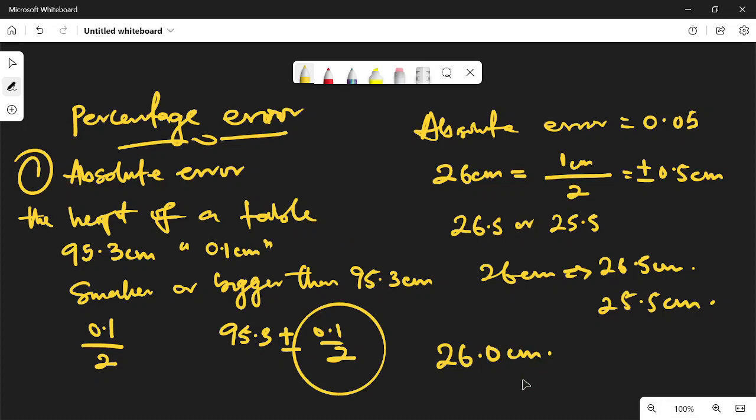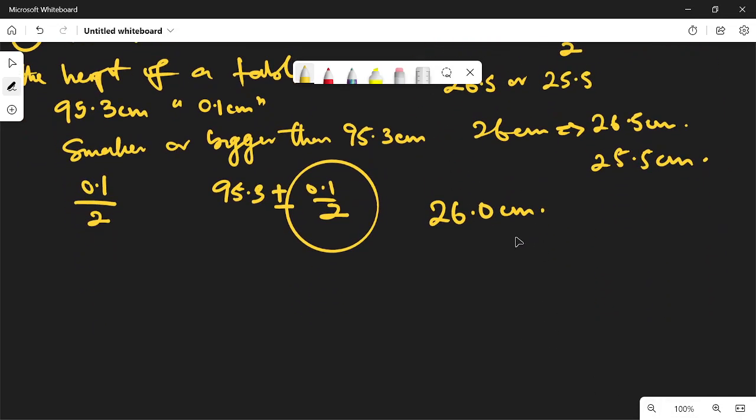Okay. 26.5 or 25.5. 26.5 or 25.5. 25.5. Is that what you said? Yes.